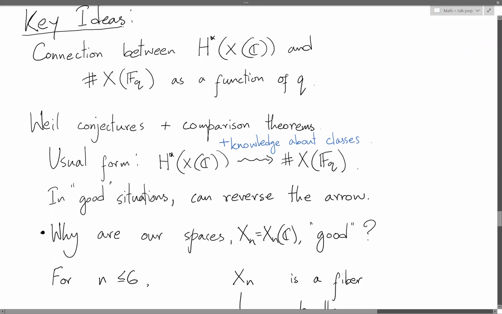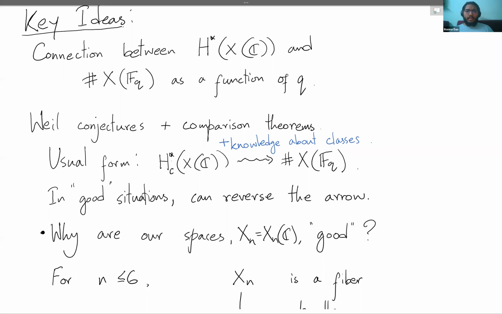If you have a question, yeah. Your spaces are not compact, right? Yeah. But they're smooth, so you can use Poincaré duality to switch to the compactly supported cohomology, and then it's okay. So maybe I can say the usual form is with compactly supported cohomology. Okay. Yeah, right. But good point. Thanks for the comment.